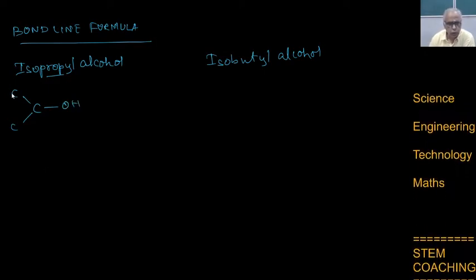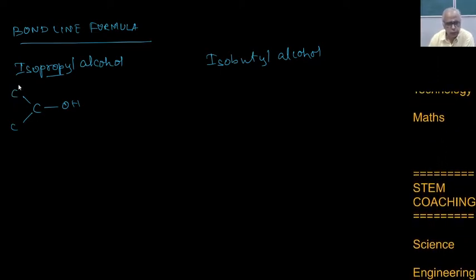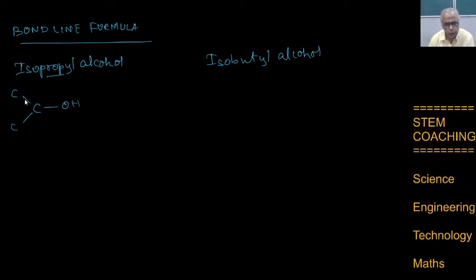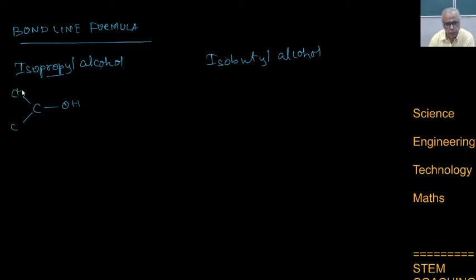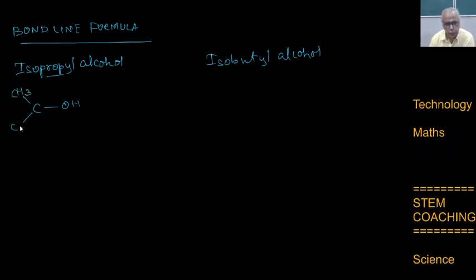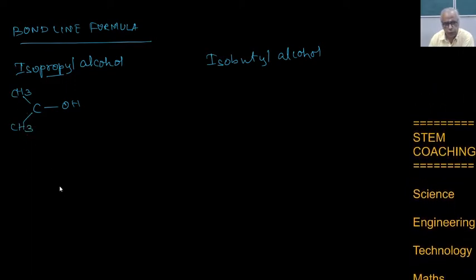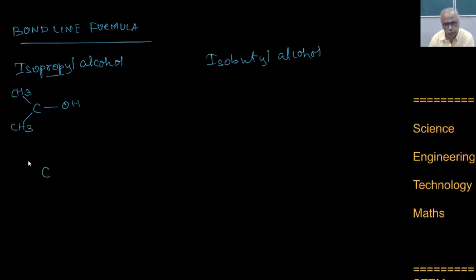Now you must ensure that each carbon should have 4 valencies. So one valence is represented by this bond. So remaining 3 valencies can be filled by 3 hydrogen. So similarly 3 hydrogen. Now we can write this as a bond line formula in this way.